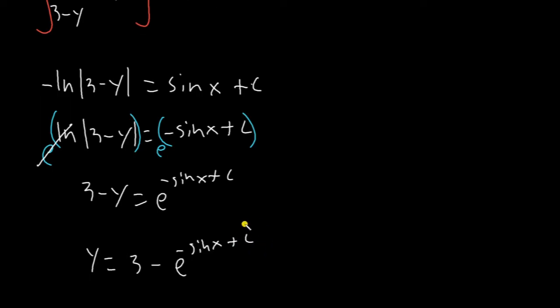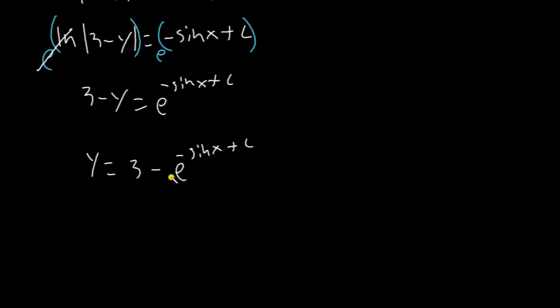So we'll get y equals 3 minus e to the negative sine of x plus c. Okay, and I can split this up now, this e to the negative sine of x plus c, because remember, if I have anything like e to the a plus b, it's equal to e to the a times e to the b. That's the property of exponents. So I can split this up, and I can say y equals 3 minus e to the negative sine of x times e to the c.